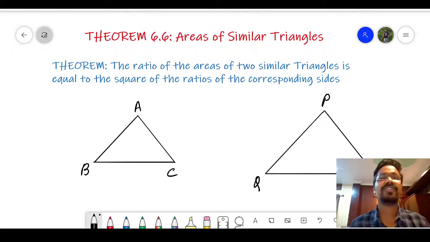Hello everyone, welcome to another video of General Maths of Class 10, and today we're going to see how to solve theorem 6.6 of areas of similar triangles. So first of all, let us see what the theorem states.